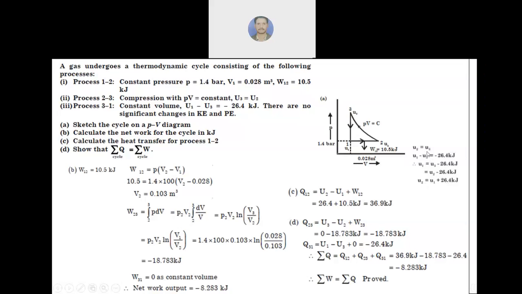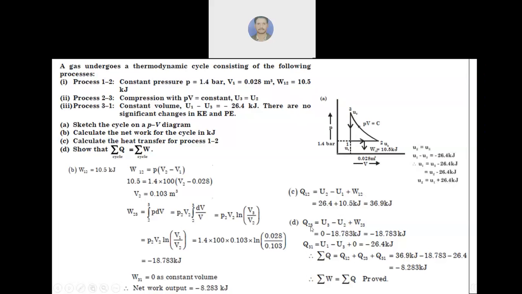Understood? First given U2 equals to U3. Next given U1 minus U3 equals to minus 26.4. In place of U3 you can write U2. Same thing we have done here. Take this side, you will get U1 equals to this much. Put U2, and so you will get U2 equals to U1 plus this much. So U2 minus U1 will be 26.4. Put this value here, and work done is given already, 10.5. Solve this, you will get Q12.